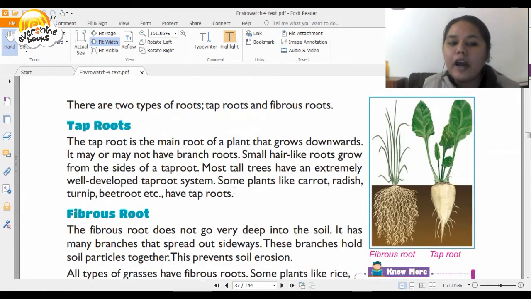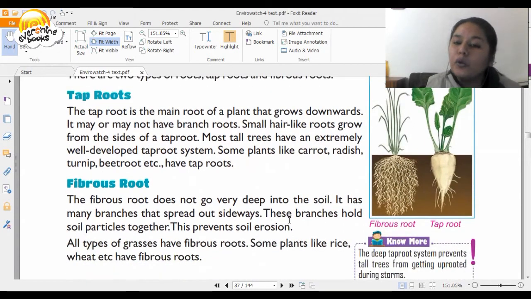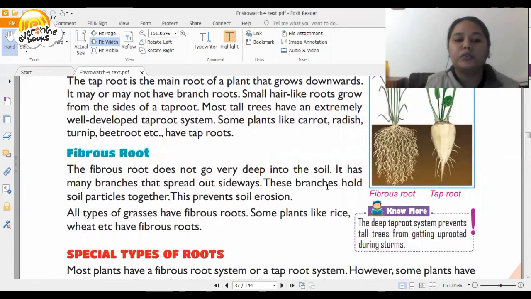All right. And then you have fibrous roots, which you commonly see mostly in grass that is there in the park. The fibrous root does not go very deep into the soil. It has many branches that spread sideways. You can see these branches, these roots which are going sideways. These branches hold soil particles together and prevent soil erosion. What is soil erosion? Soil erosion, in simple words, is when the soil loses its qualities, or when soil loses its fertility. That is soil erosion.